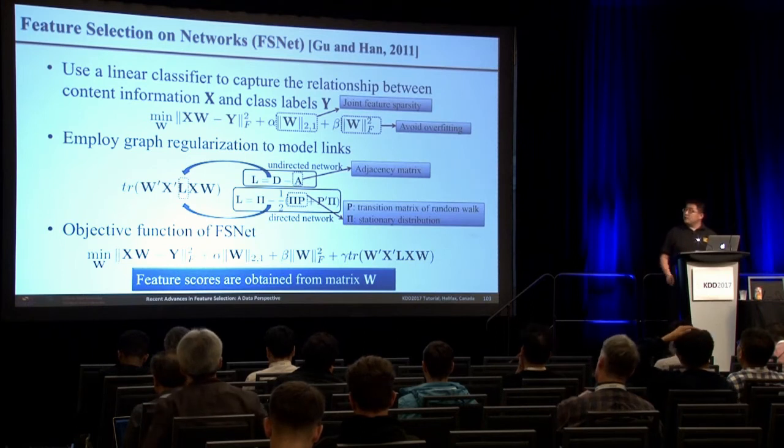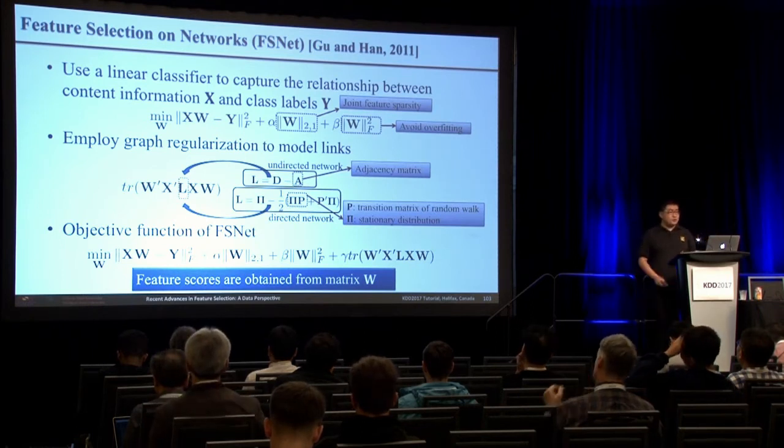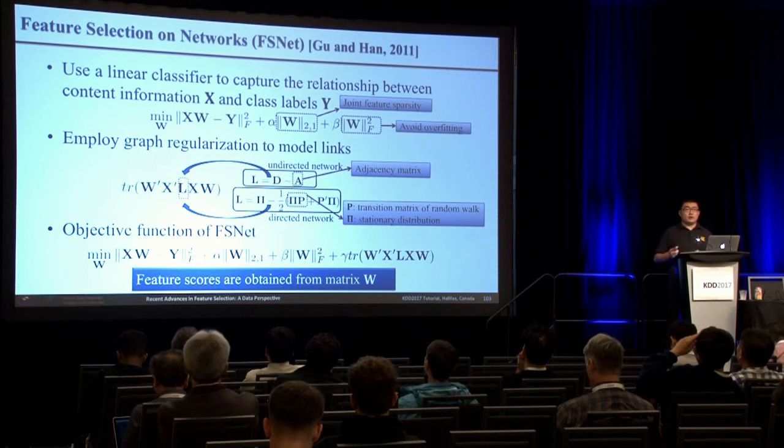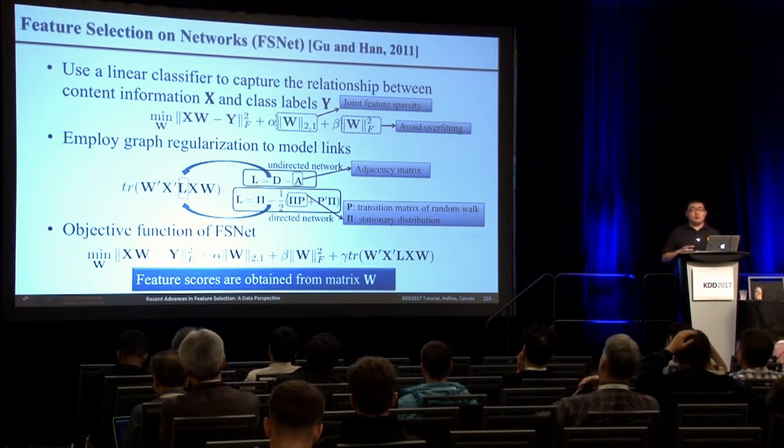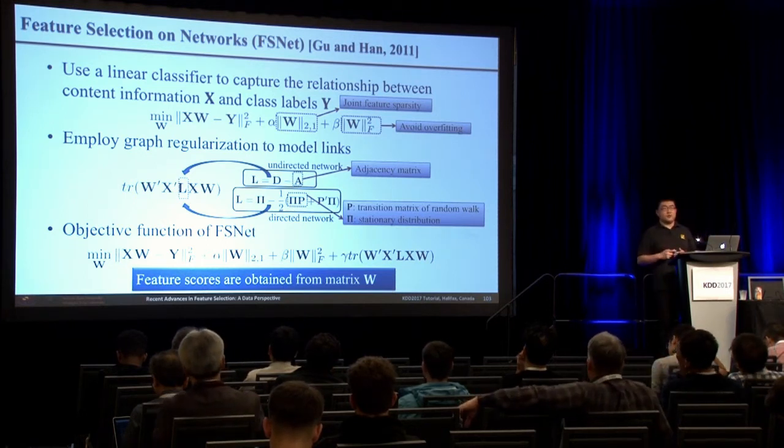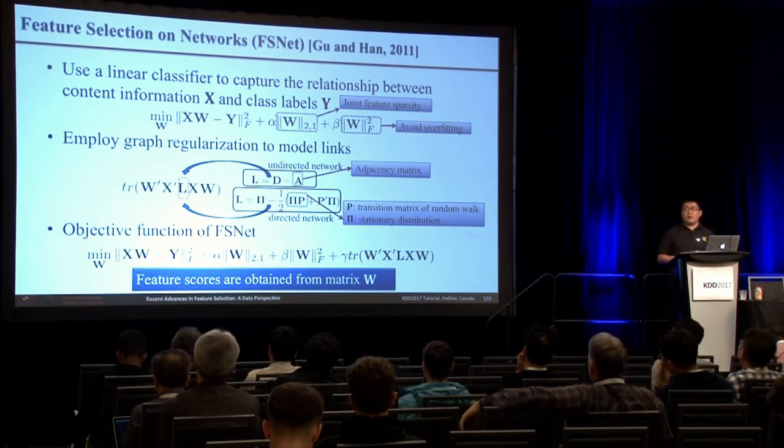So here we first talk about some representative feature selection algorithms with network data. First we talk about some supervised methods that use the label information, and then we talk about some unsupervised methods.